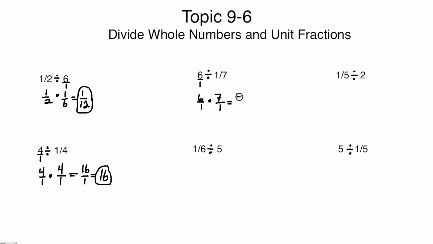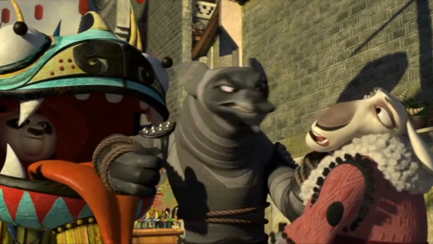6 times 7 is 42. 1 times 1 is 1. And 42 over 1 is 42. And we have a whole number again. Whenever you divide a whole number by a fraction, your answer should always be a whole number. Did you get that answer? Awesome!